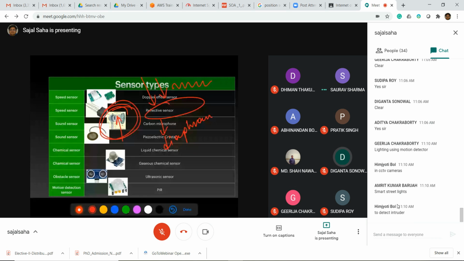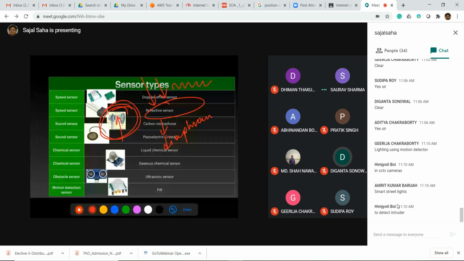Amrit says smart street lights. Okay, if somebody is moving, the street lights will turn on, right? Yes, sir. Okay. To detect an intruder, same thing. Again, a very good example is the AC. Right now, there are so many smart ACs. They detect that if nobody is inside the room, the AC will immediately stop working.